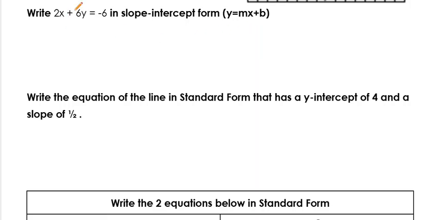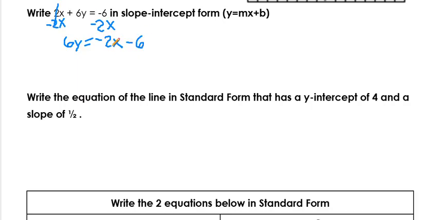So if I'm going to solve this for y, I want to get this y by itself. I want to get rid of this 2x because that doesn't have a y. So I'm going to divide, or minus 2x, to get rid of this 2x on this side and do the same thing over here. So that's going to leave me with 6y on the left side. And on the right side, that's going to leave me with negative 2x minus 6.